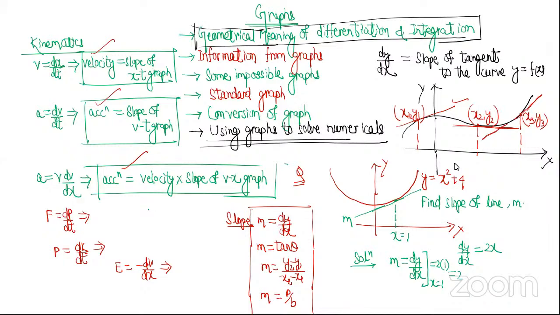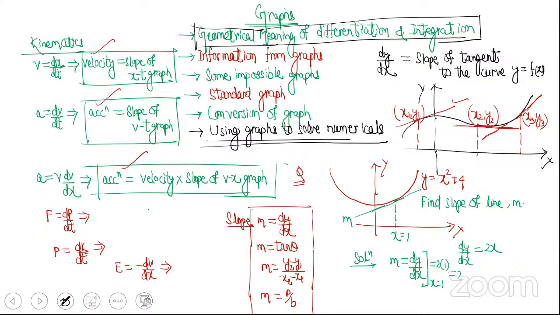Basically, I had said to you that the geometrical meaning of differentiation is slope, and the geometrical meaning of integration is area, isn't it? Yes, sir. So whatever formulas you have of differentiation, we have basically got three formulas.